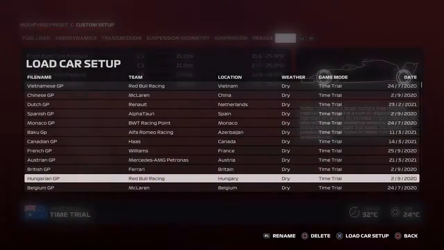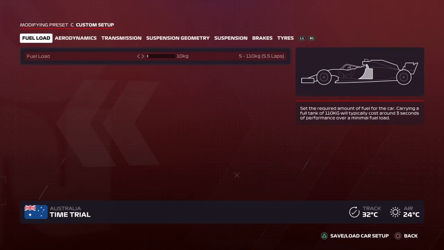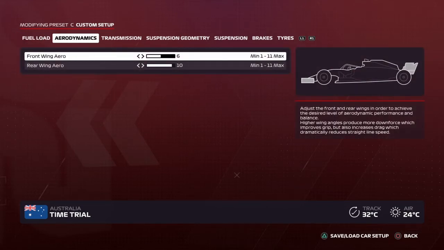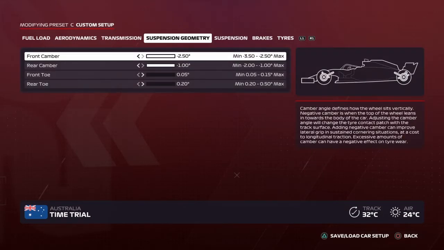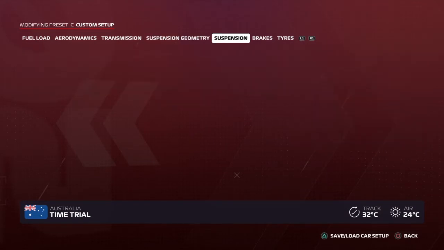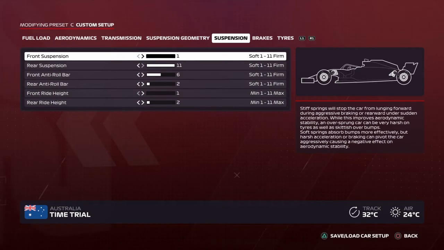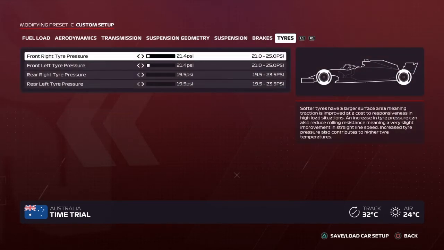Now for the Hungarian Grand Prix. 6.10 on the wing. 55-56 on the transmission. Right, left for suspension geometry. 1.11, 6.2, 1.2. And tyres 21.4, 19.5.